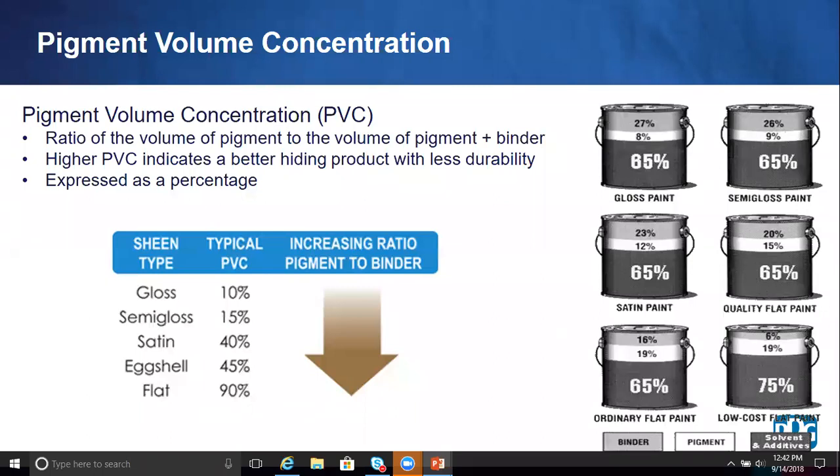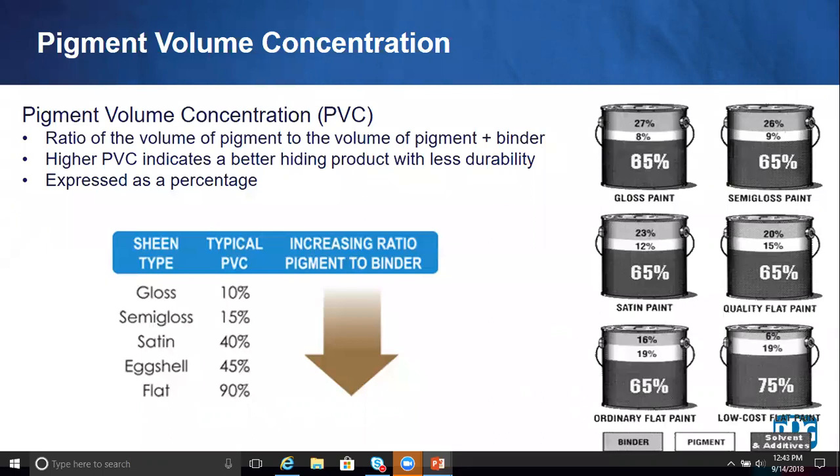When you get into a quality flat paint, like a washable, scrubbable flat, now you're almost 50-50. You're at 20% resin to 15% pigment. So again, you've still got something that's washable because you've got a higher percentage of resin or binder encapsulating those color pigments. But when you get to an ordinary flat paint, now it flips over. Now you've only got 16% of binder encapsulating 19% of the pigment. So now it's not going to be very washable.